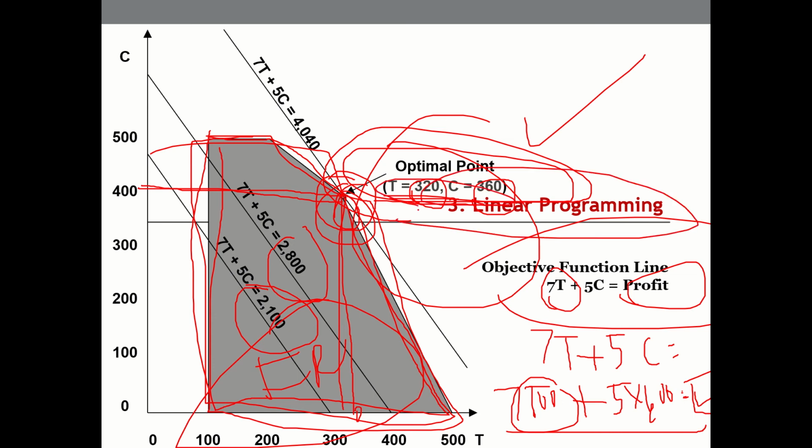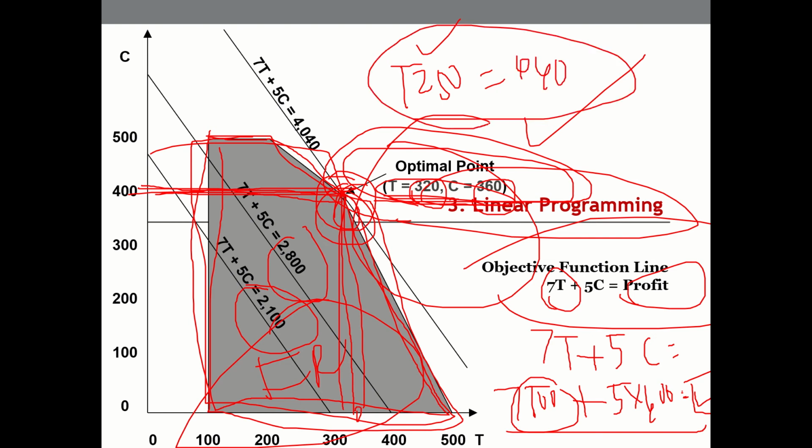It's by iterations only. We can assume if you make 250 tables, which is within the acceptable one, and if we make 440 chairs, which is also acceptable, and if you make this equation and that value falls within this feasible region, then we can take it. Now we have software also to calculate this in a simpler manner.